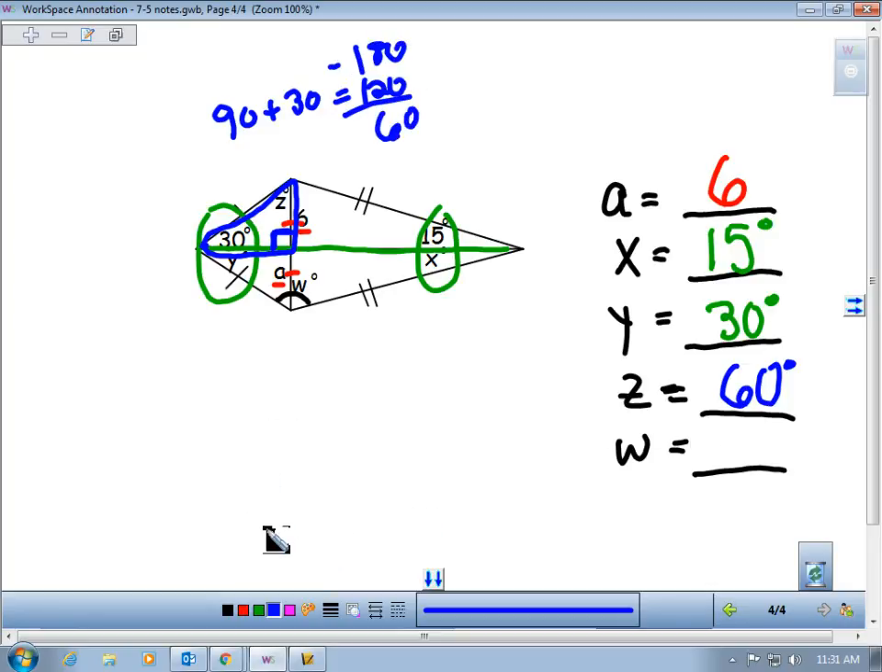Good. Okay, now W, guys, this is kind of hard to tell here, but W is this whole big angle right here, which is what I want. What is that whole large angle there? You are absolutely right, Mr. Newcomb. What'd you say again? 135.